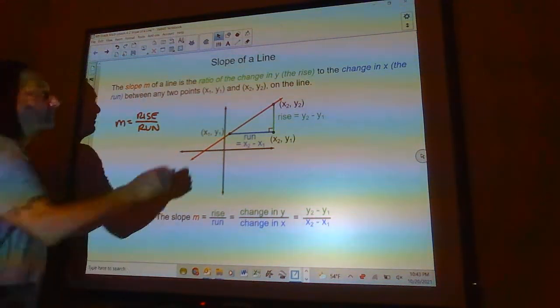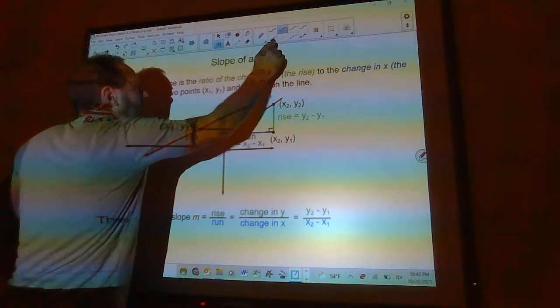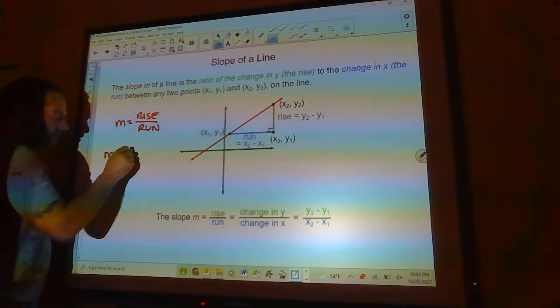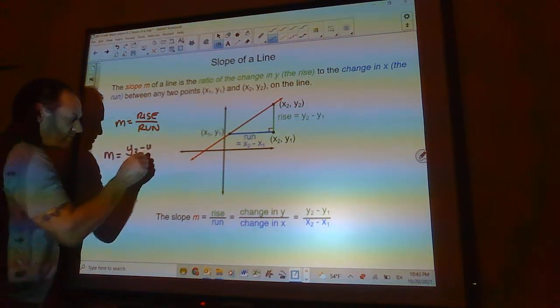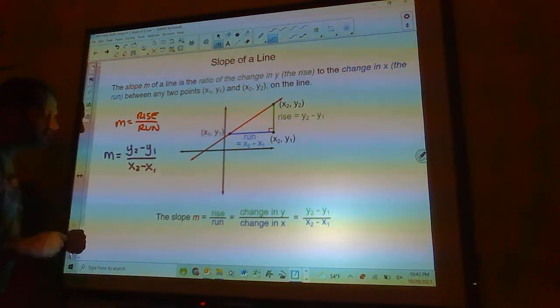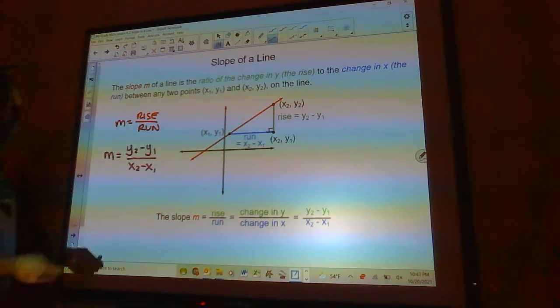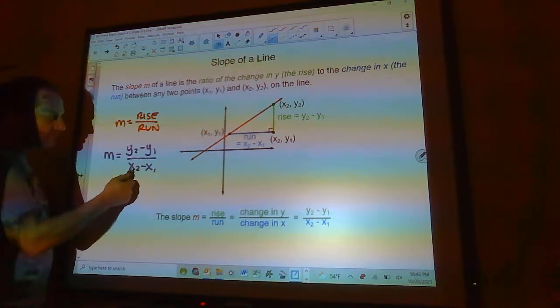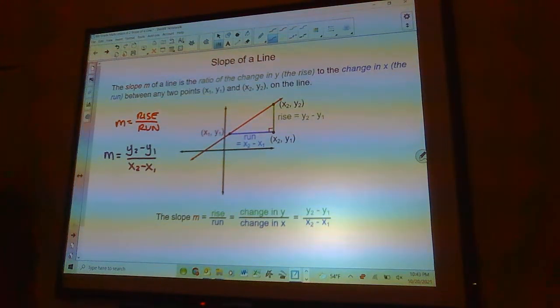So that's our formula that you need to know. You need to know this formula right here. The slope is y2 minus y1 over x2 minus x1. Now, you can do y1 minus y2 if you like, but if you do, you got to switch it around and make it x1 minus x2 as well. Okay, so that's a slope triangle. That's how you calculate the slope of any line.